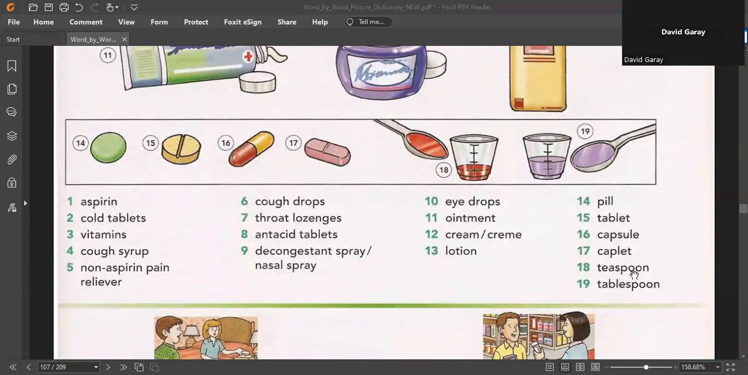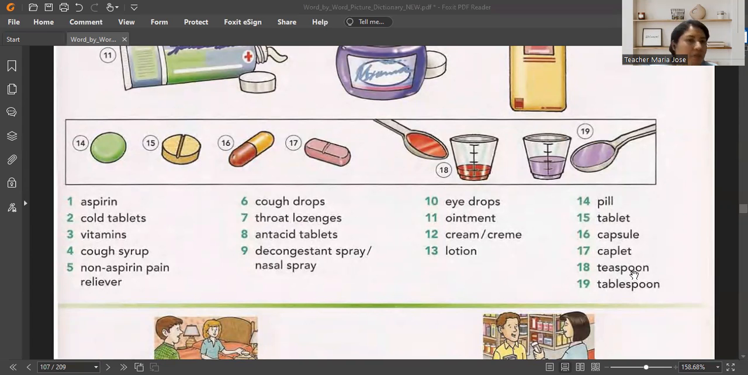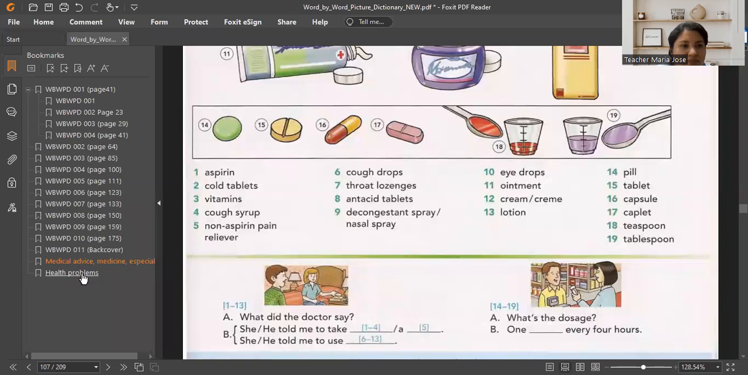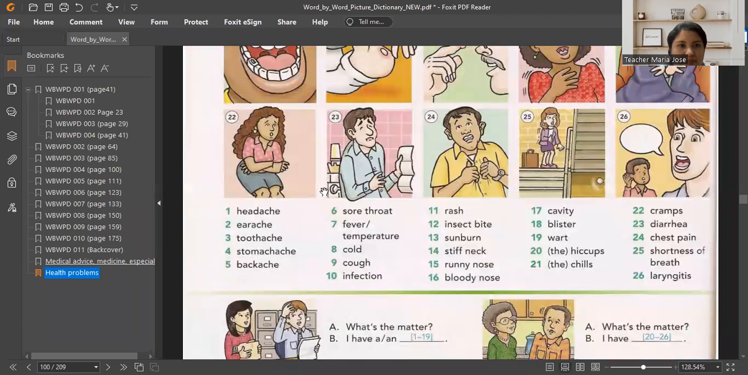You take a teaspoon when you say, for example, a teaspoon of cough syrup, or a tablespoon of cough syrup. So that is the utensil that you use. Okay.